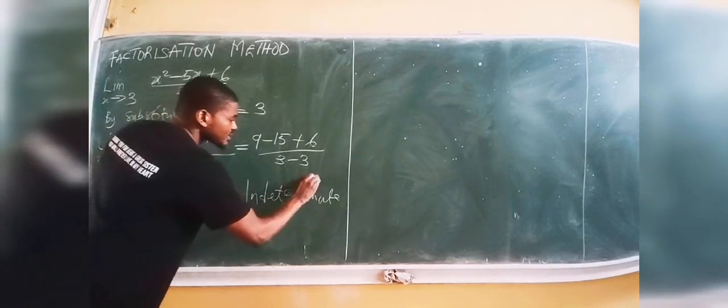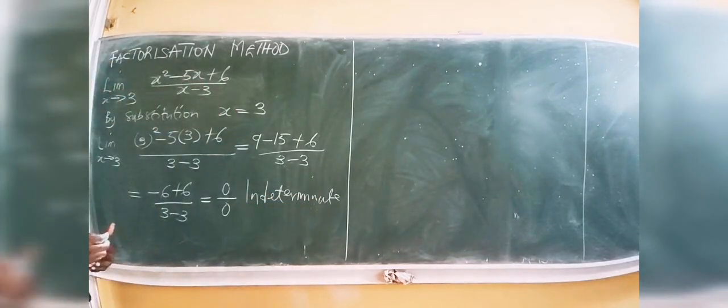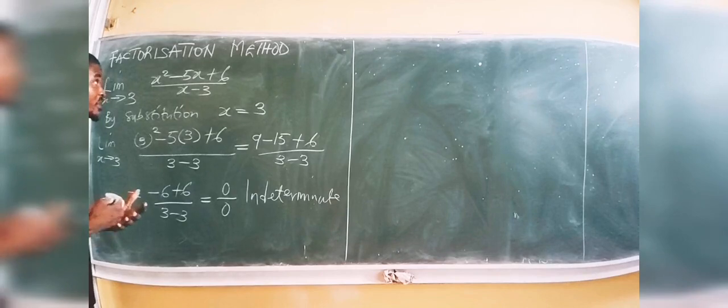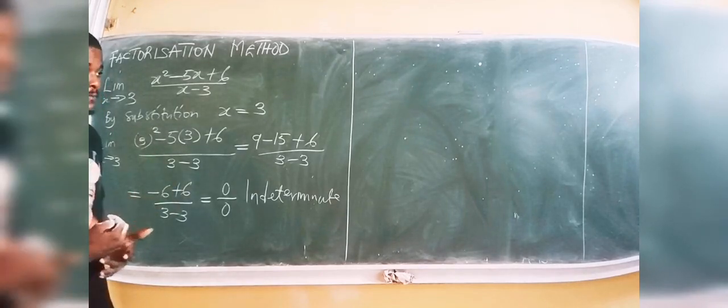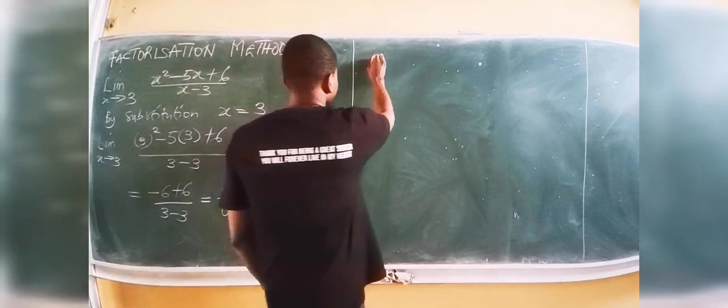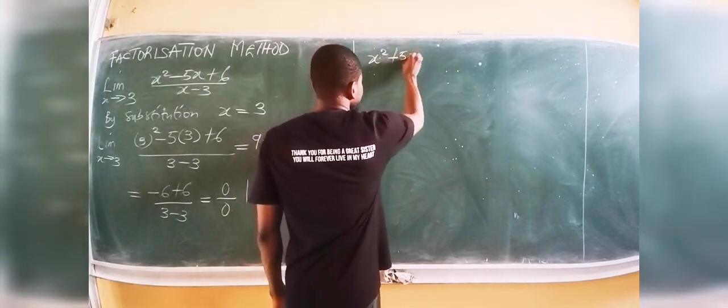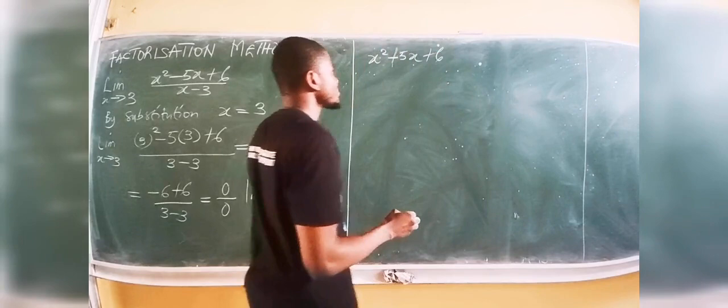So it means that the limit is indeterminate; it has failed by the substitution method. So we have to try and see if we can factorize the given function. The numerator is a quadratic expression, so you can use any method for quadratics to obtain its factors. So we have x squared minus 5x plus 6, and we need to find its factors.